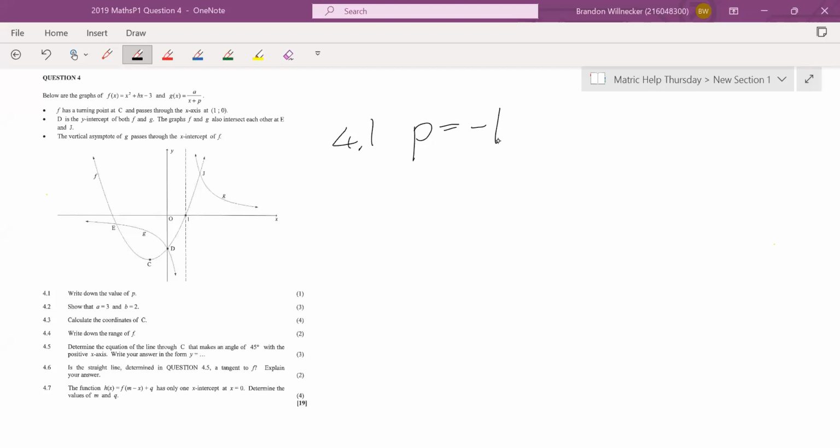Okay, 4.2. Show that a equals 3 and b equals 2. So we see over here, a appears in the expression for g, that's the numerator there, and b appears in our expression for f over there. So what can we do to try and solve this? Well, we know that f has a turning point at C and passes through the x-axis at (1, 0). So if it passes through that point, we can substitute that point into our function.